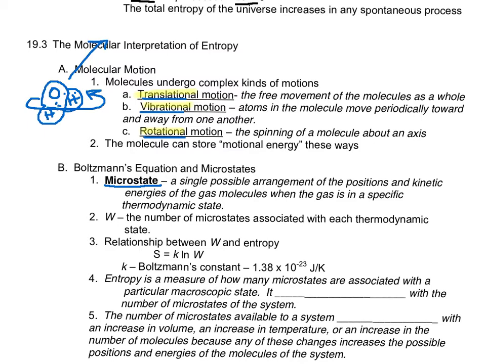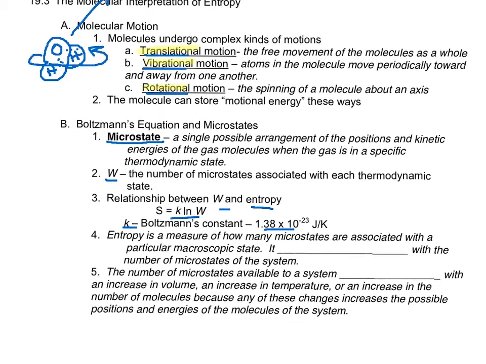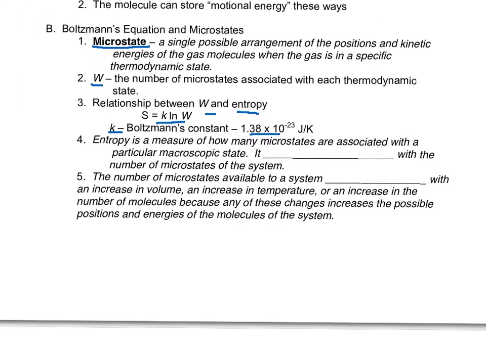Now, your book goes through and talks about the relationship between W, which is the microstate, and entropy, and it has this wonderful little equation here with Boltzmann's constant, which we'll talk about later, but you are probably not going to see that very often, so that's not something I would worry about knowing. What you do need to know is make sure you know what a microstate is, how it's determined, and what it has to do with entropy.